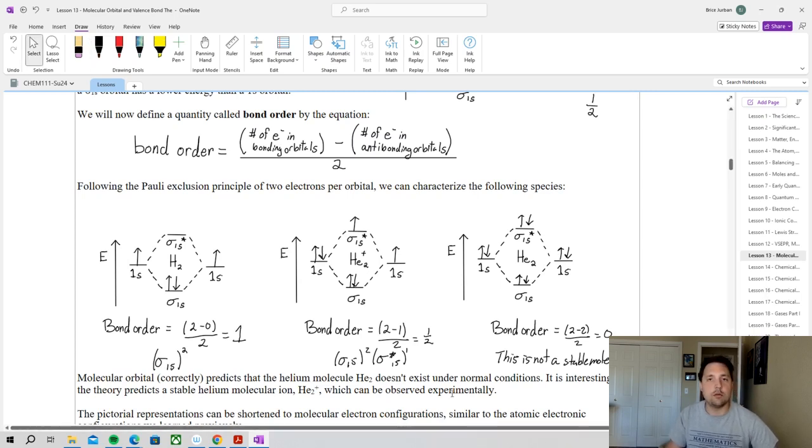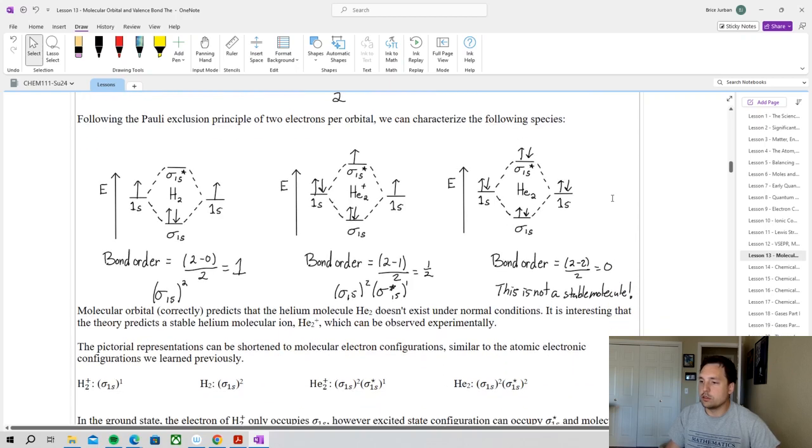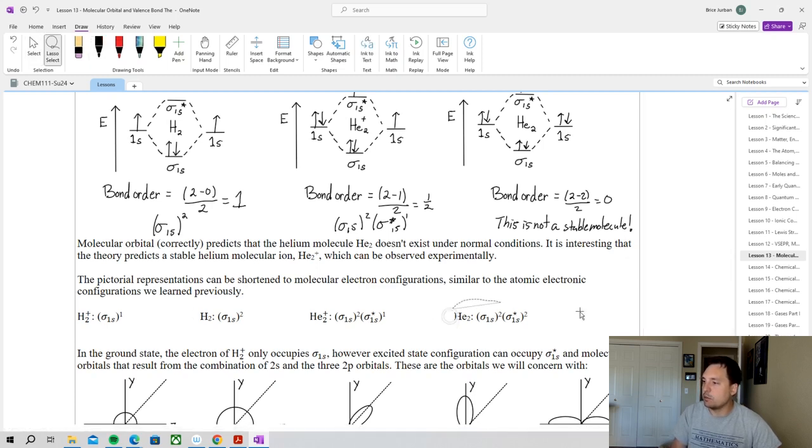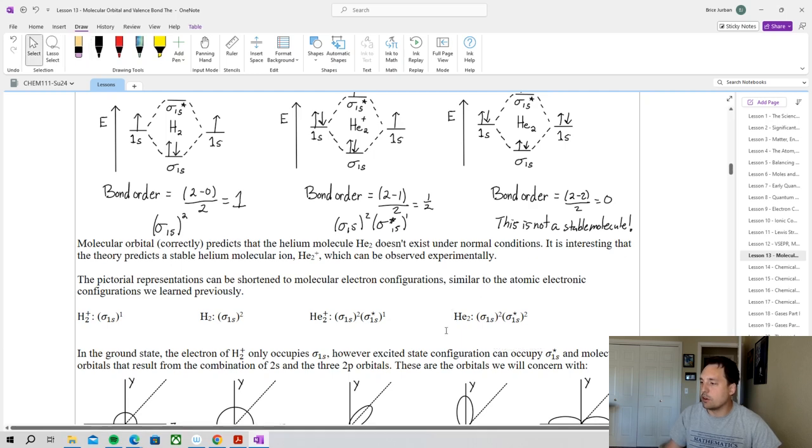And we just completed the first row of the periodic table using this concept of delocalized orbitals or molecular orbitals. So we can correctly predict that the helium molecule doesn't exist, but it does predict a stable helium molecular ion, which we can observe experimentally. And then here are our molecular electron configurations. In fact, we can write one for helium molecule. It would look like this.